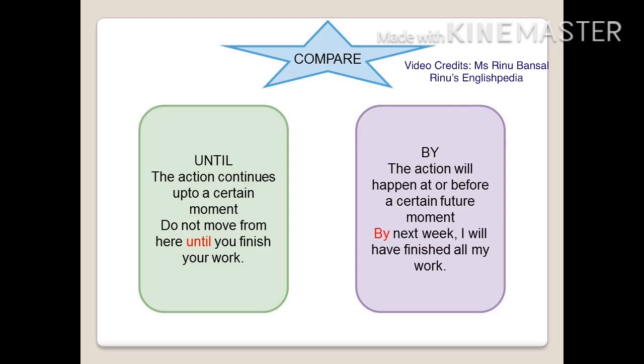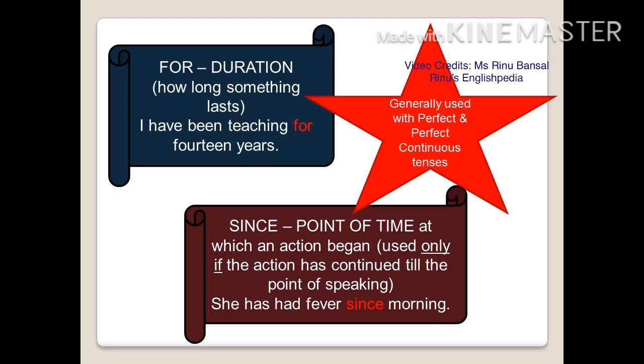That is, there is a certain point in the future, that is next week, by which I will have finished all my work. We can also understand this point by the fact that until denotes a condition, that until a certain thing is done, another thing cannot happen, whereas by will only denote the point of time by which the action will be over. The usage of the prepositions for and since is also a cause of great concern.